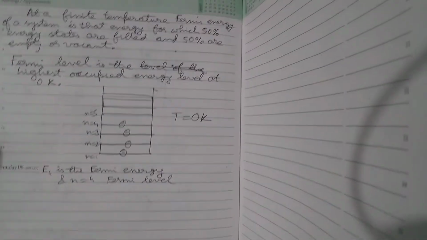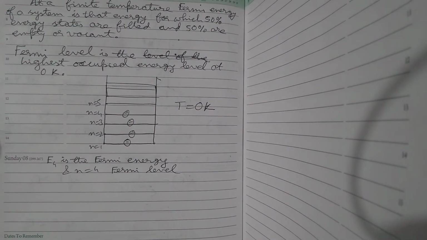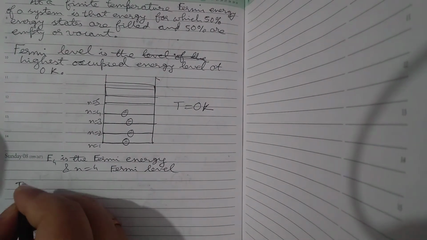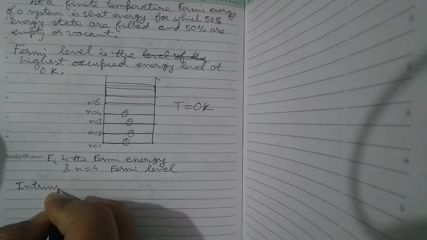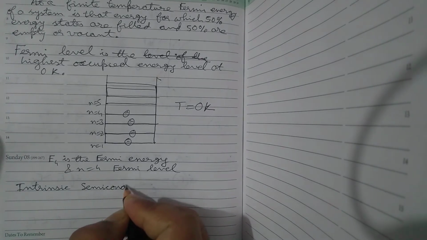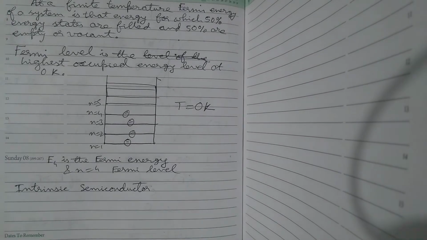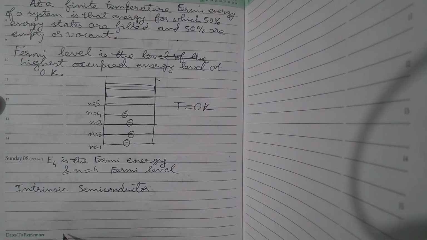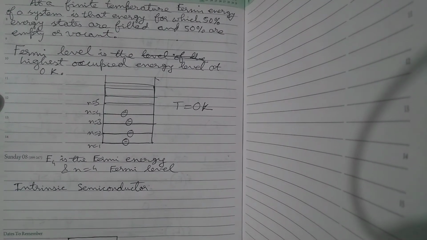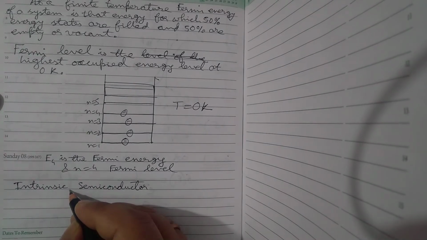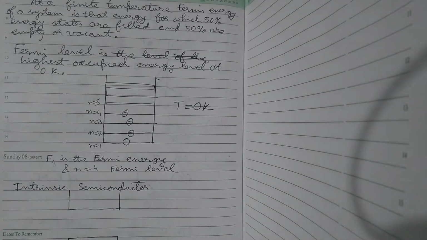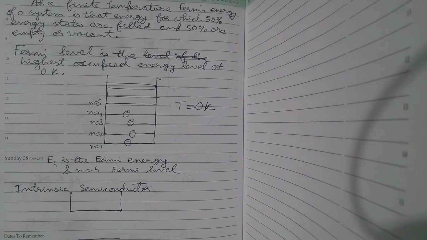Now the best example to understand this is semiconductors, which all of you have done. Suppose you take an intrinsic semiconductor. In an intrinsic semiconductor, what do you have? You have a valence band and you have a conduction band.